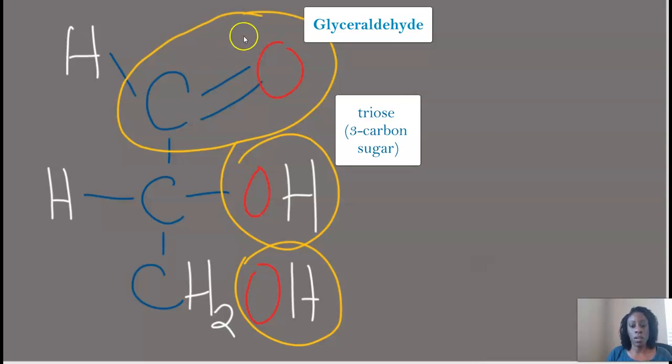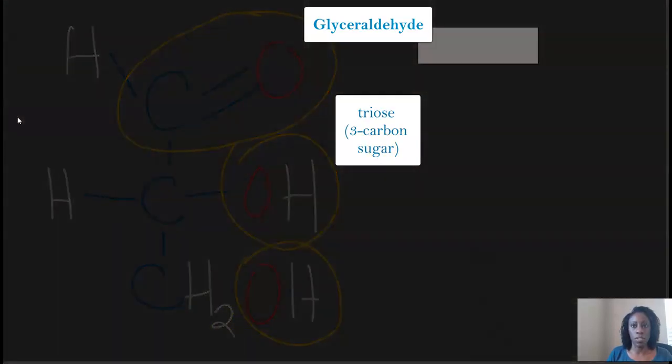So this particular carbonyl group is at the end of the carbon chain. All right, so meaning with these 3 carbons, it's at the end here. It's not like in the middle of the chain. So because it's at the end, that makes this entire sugar an aldehyde. So that's why it has the name glyceraldehyde.